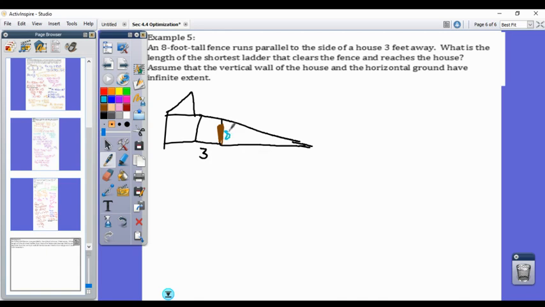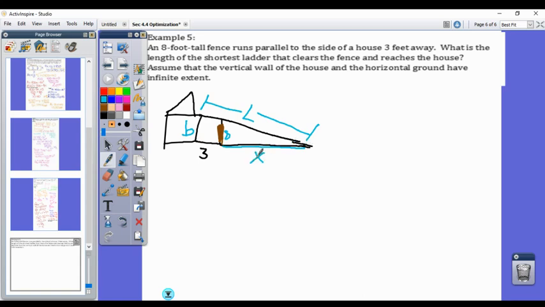Okay, and we are trying to find out the length of the ladder. Now, I'm going to label some more pieces on here. I'm going to call this B for the side of the house, and I'm going to call the distance from the fence to wherever the end of my ladder is X.